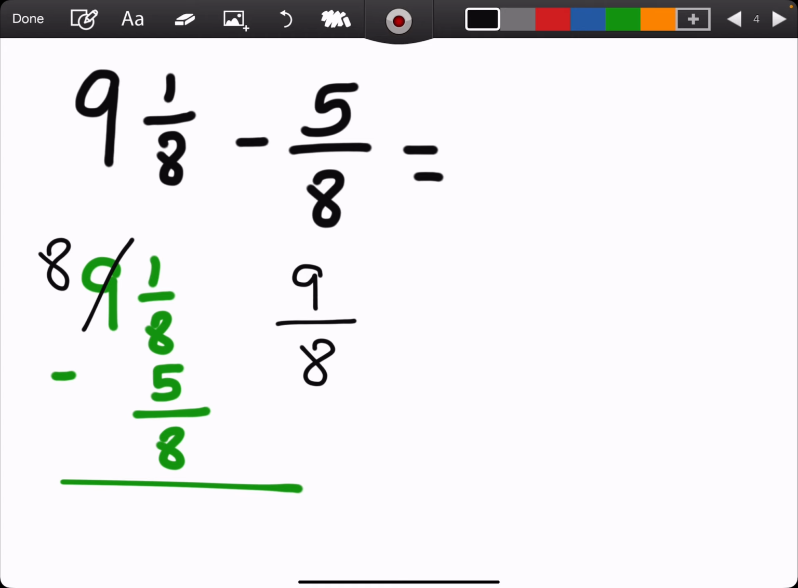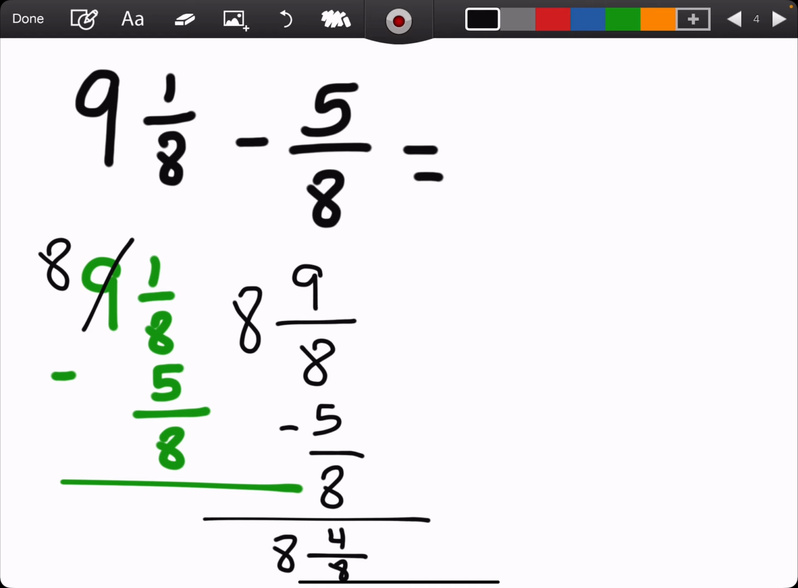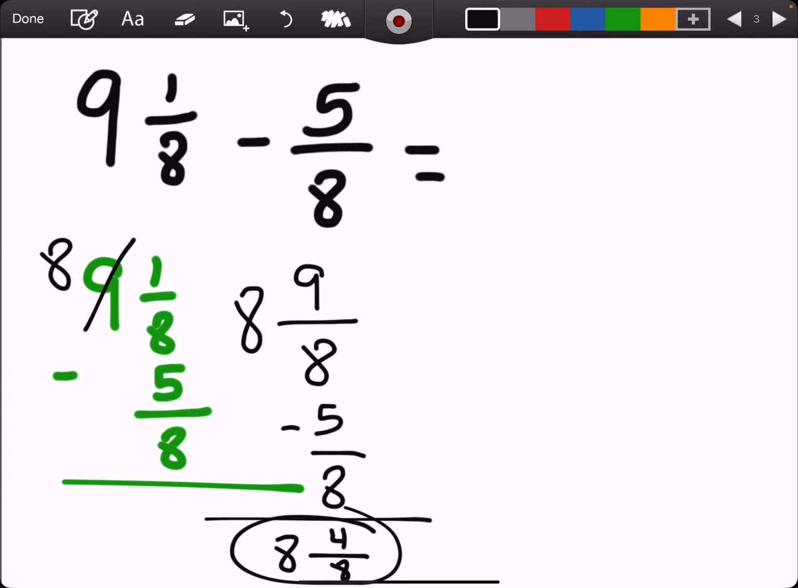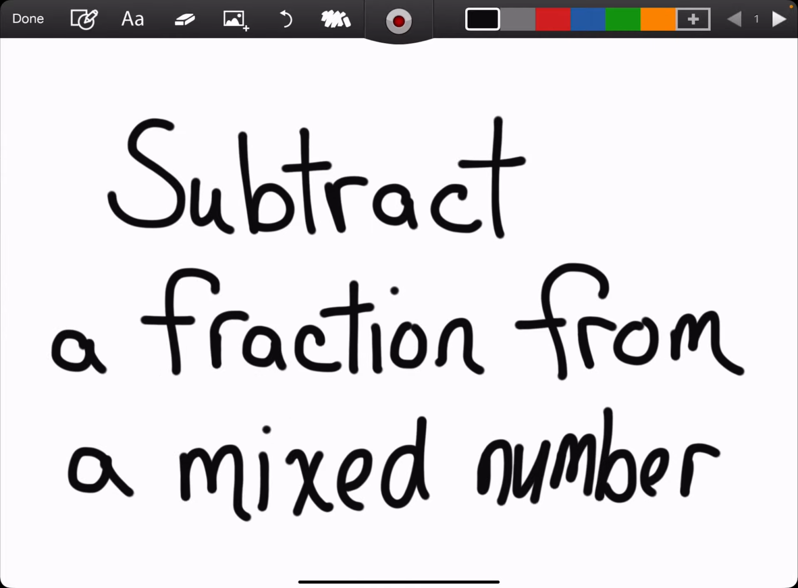So now I have my 9/8, and I could subtract my 5/8, but don't forget, I had the 8 wholes. Now, can I do 9/8 minus 5/8? I can. 9 minus 5 is 4/8. And now I can bring down my 8. 8 and 4/8. And that is how you would solve that problem. So that was a quick video on subtracting a fraction from a mixed number.